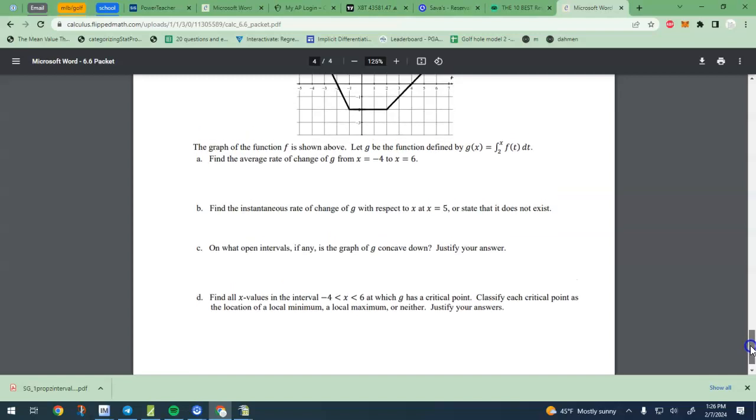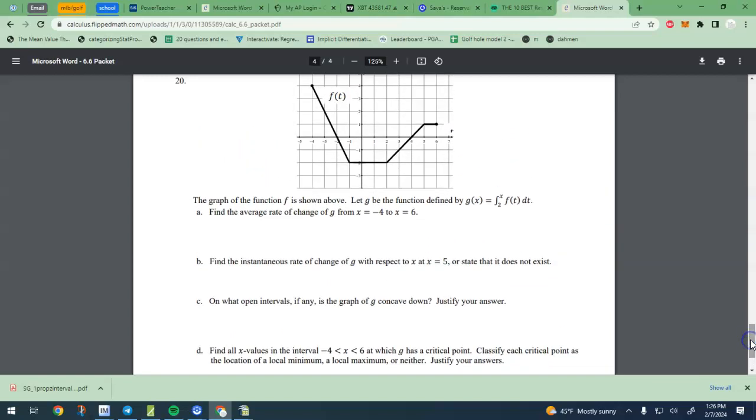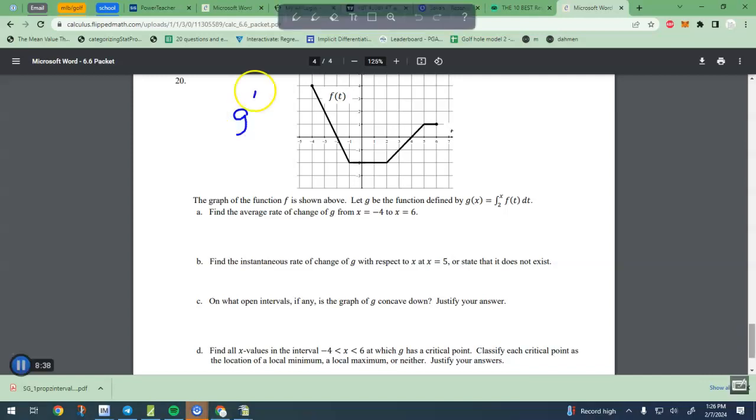Find all intervals where g is a critical point, and then tell me if it's a local max or local minimum. Okay, so remember, this is g prime. Critical points happen when the derivative is 0, so right there and right there. This one, at x equals -2, is that a relative max or relative min?